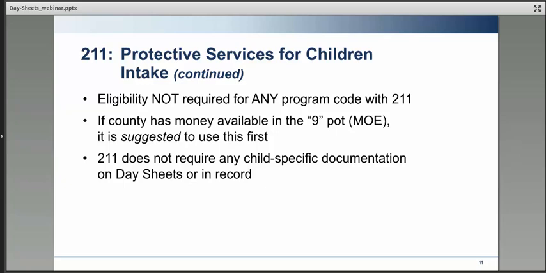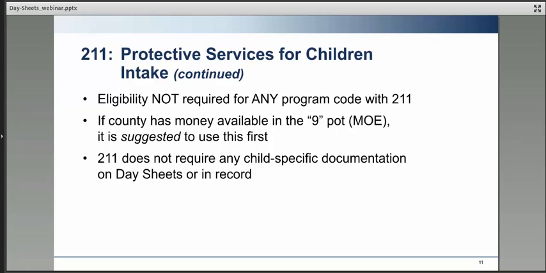Now, we do recommend that if a county has money available in the 9 pot or MOE, maintenance of effort, it is suggested that the county spend this first in 211. This is the easiest way to spend down that money. This is a pot of money, MOE or 9, that is required to be spent down by the end of the fiscal year. If you don't spend that money down, it has other ramifications further down the fiscal path.